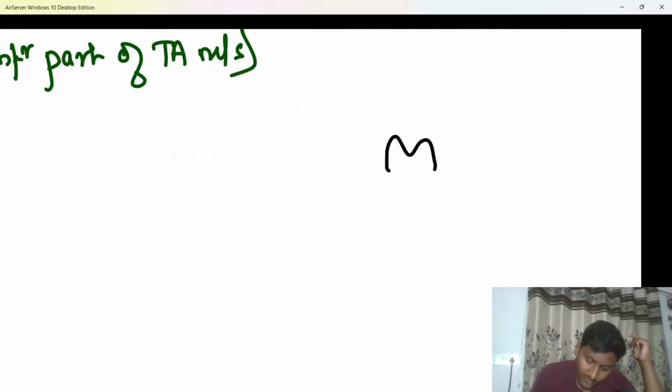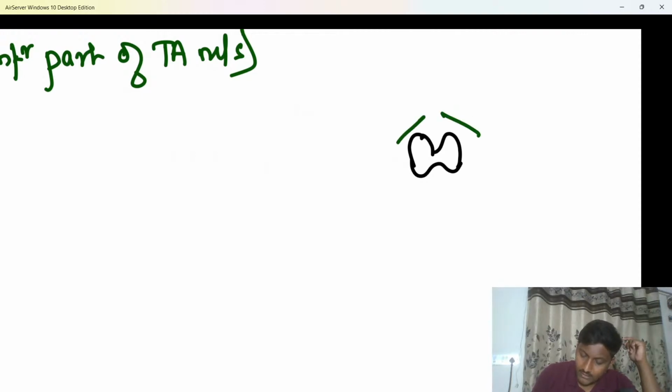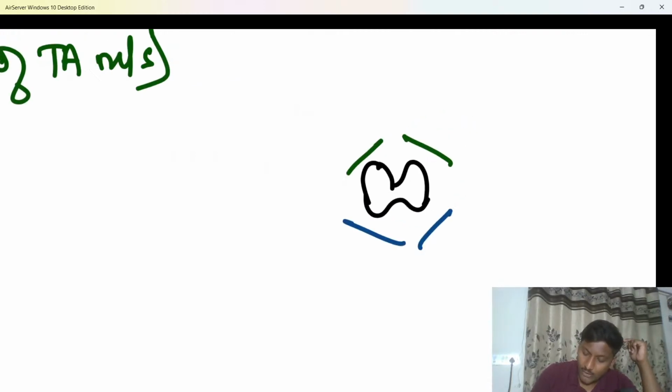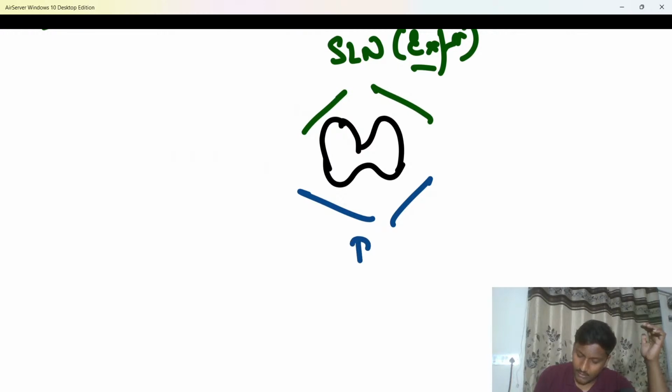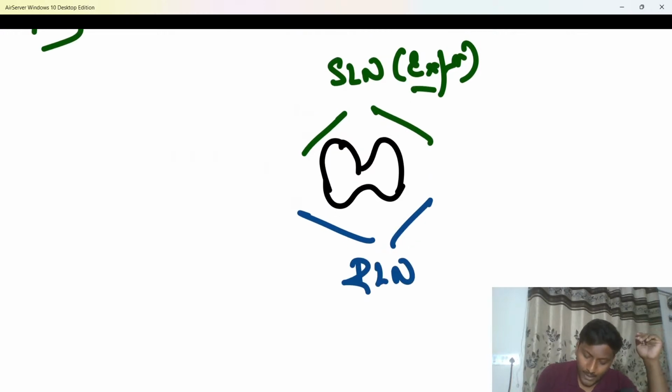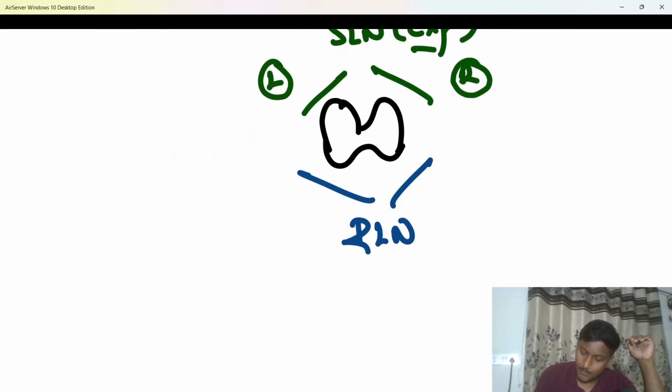For example, if this is your butterfly shaped thyroid gland, just close to this thyroid gland, we have these nerves. On the superior pole of the thyroid gland, we have your superior laryngeal nerve, or to be specific, the external branch of the superior laryngeal nerve. Whereas on the inferior pole of the thyroid gland, we have the recurrent laryngeal nerve. Okay. So superior pole of thyroid gland, right and left, superior laryngeal nerve. And on the inferior pole of the thyroid gland, the right and the left, recurrent laryngeal nerve.